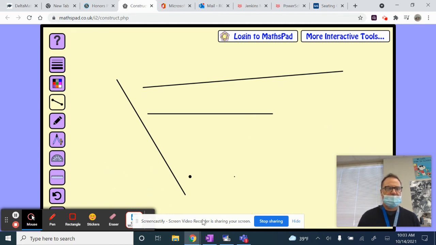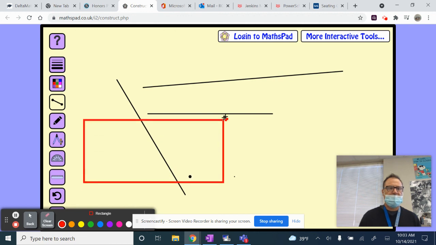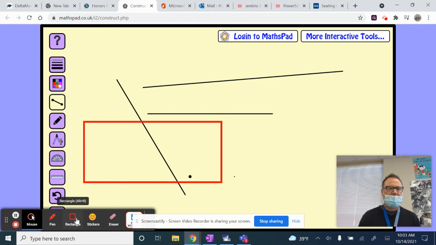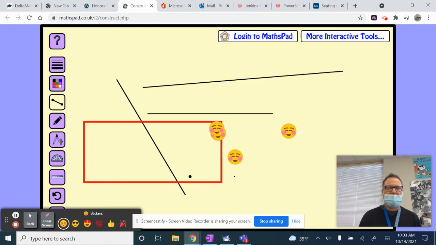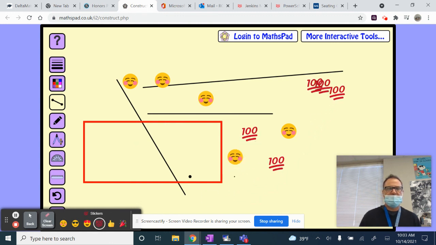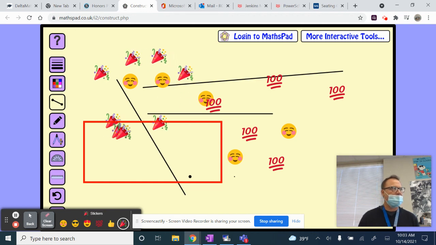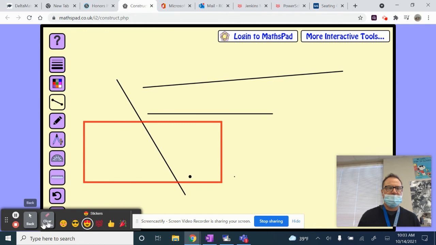Let's see here. There's some new stuff down here. What is this? Okay, rectangle. What's this? Oh yeah, this is brand new stuff. They added some stuff on. That's cool. And then stickers. I guess you could put stickers on there. Who would ever want to do that? This is just stupid stuff. Why would anyone want to put a smiley face with hearts on their construction? Anyways, clear screen.